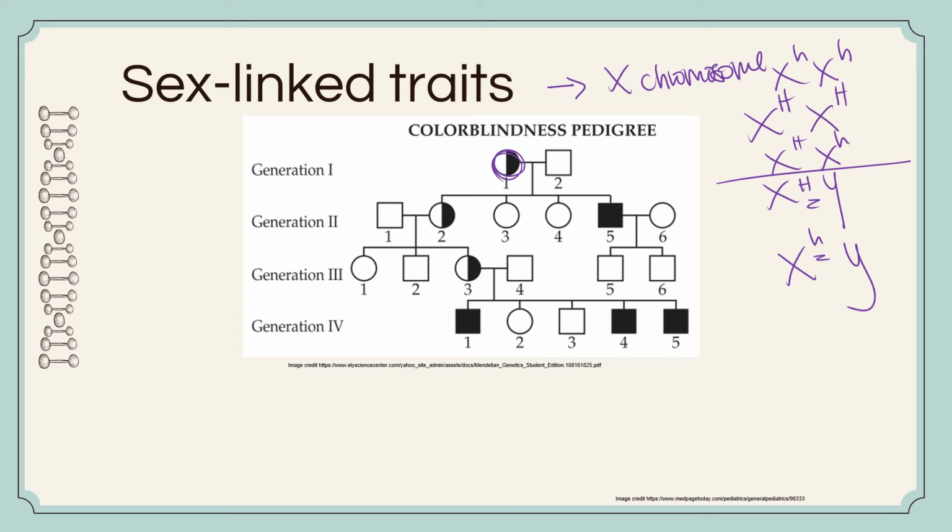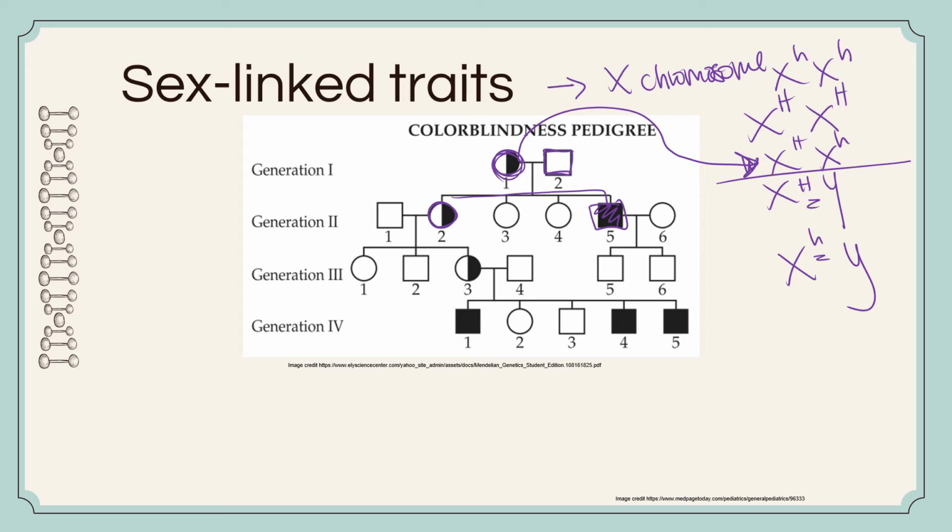These half circles are showing us our carriers. So these are the heterozygous females. Here we have a carrier female and an unaffected male. Neither of these people are colorblind, but they have children, and one of their female children is also a carrier. The male child has colorblindness.